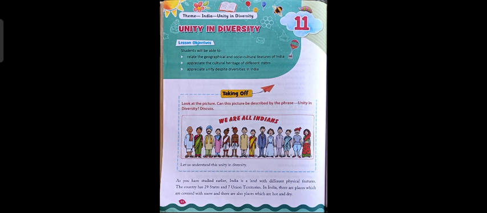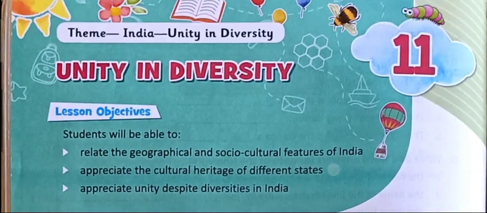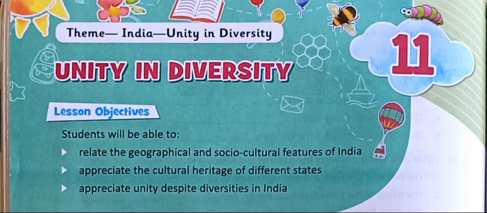Today we are going to study our new chapter, which is chapter number 11, Unity in Diversity. So, in this chapter, let's read what it is. First, here the theme is India, Unity in Diversity. Lesson objectives: students will be able to relate the geographical and socio-cultural features of India, appreciate the cultural heritage of different states, and appreciate unity despite diversity in India. Unity in diversity means anekta mein hi ekta.